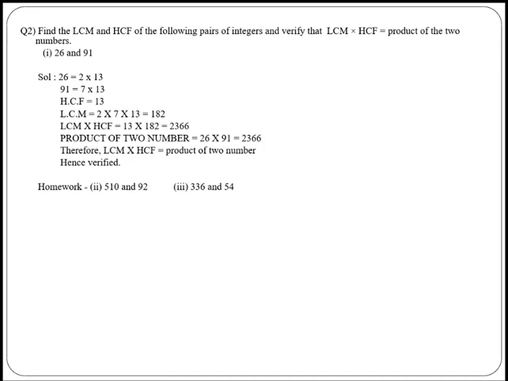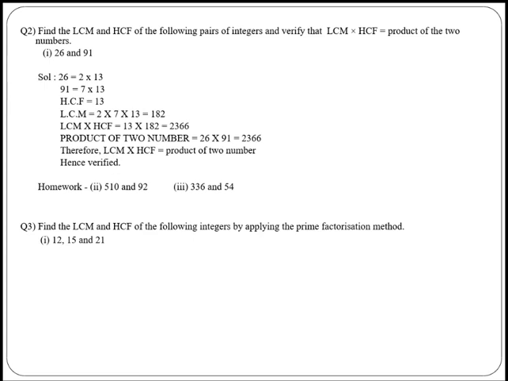Here are two more questions. You have to solve both by the same method. Now question number 3. Find the LCM and HCF of the following integers by applying the prime factorization method. Applying the prime factorization method means you have to find the prime factors and then you have to find LCM and HCF. So in this question we have three numbers: 12, 15 and 21.